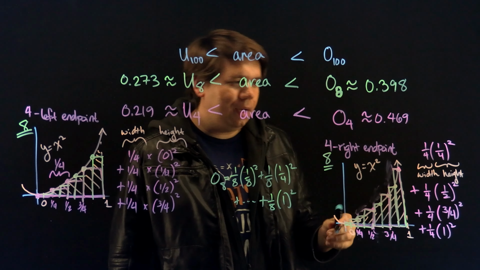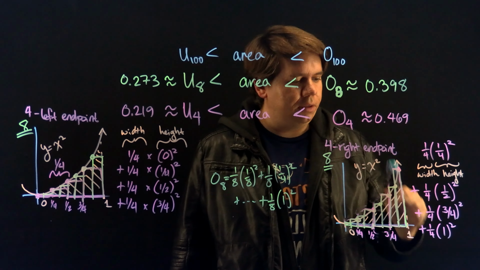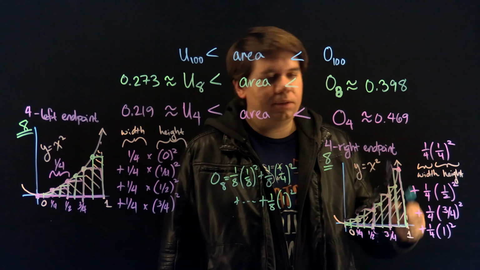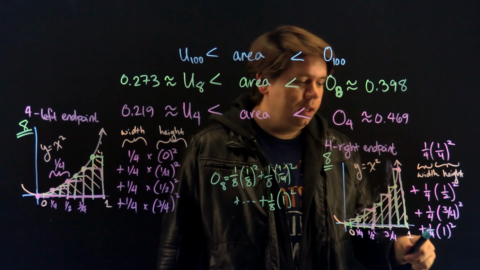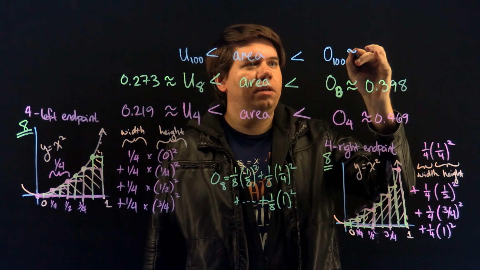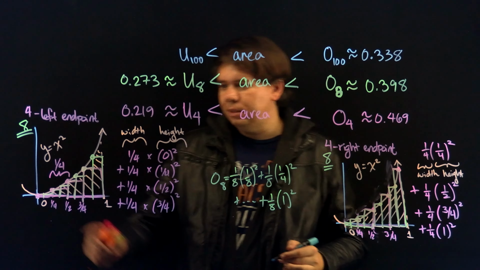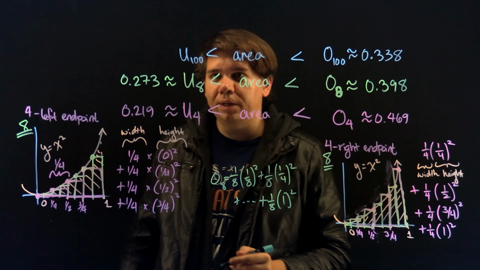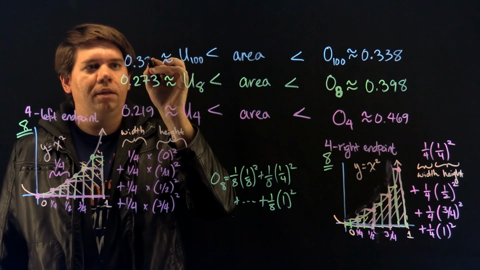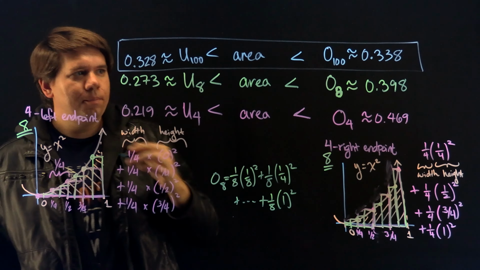Okay, it would be a pain to calculate out. Each width would be 1 over 100, so it would be 1 over 100 times 1 over 100 squared, plus 1 over 100 times 2 over 100, or 1/50th squared, plus 1 over 100 times 3 over 100 squared, all the way down to 1 over 100 times 1 squared, and that ends up giving you a number around 0.338. Likewise here, we can do the same thing with 100 rectangles for the underestimate, and we get something around 0.328.